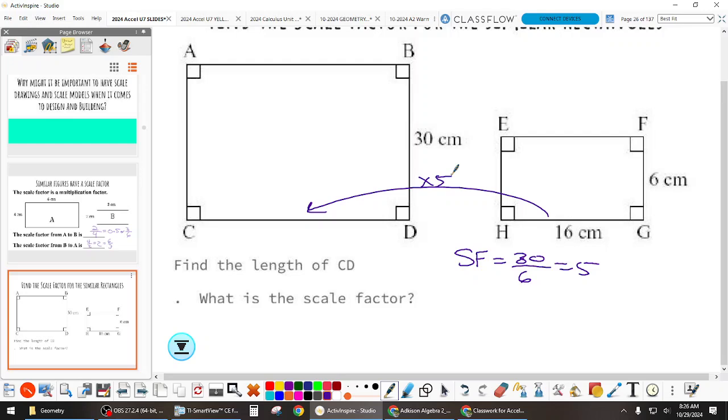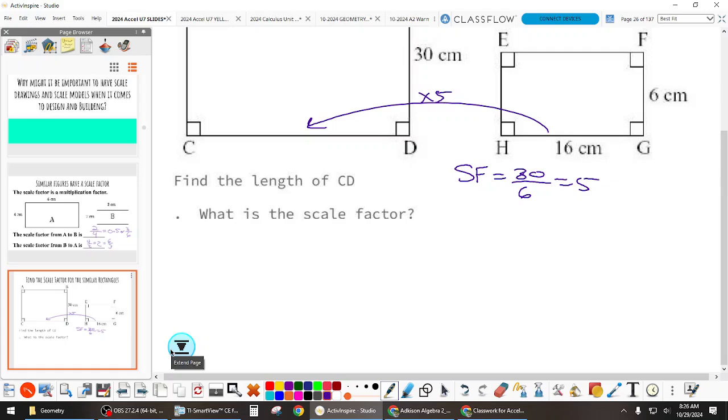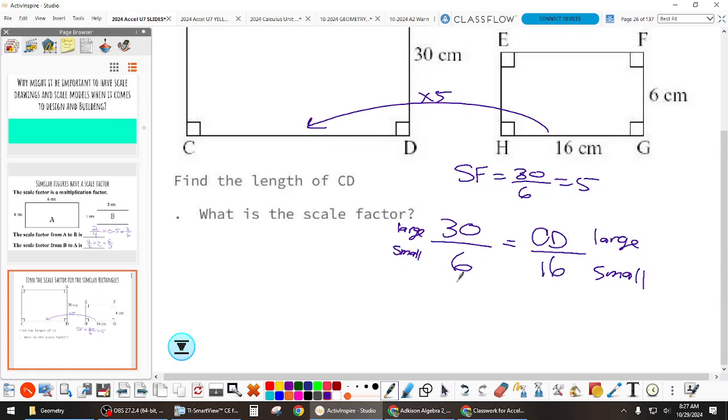Okay, so this is the slow and the kind of basic way of doing these. Yesterday we talked proportions. Here's how I want you to start doing them very soon if you haven't thought of it yet. 30 and 6 correspond, so we're going to say 30 over 6. This is large to small. That's a ratio of side lengths. Match the other side. The other side of our proportion needs to match, so large to small, otherwise our ratio is not set up correctly. So this is CD over 16.